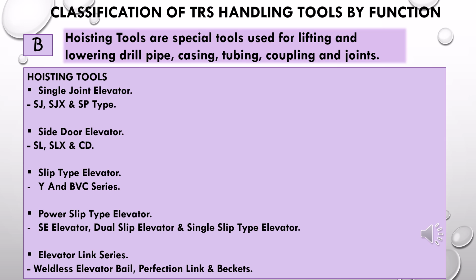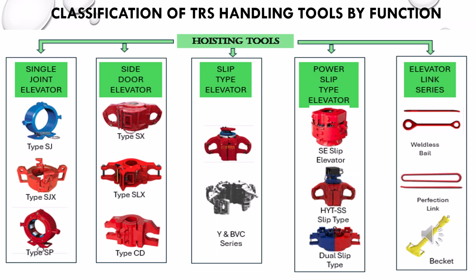These are also special tools used for lifting and lowering drill pipe, casing, tubing, couplings, and of course joints. The hoisting tools include single joint elevator, side door elevator, slip type elevator, power slip type elevator, and of course elevator link series. Now let's look at the picture. Okay, summary picture of that.